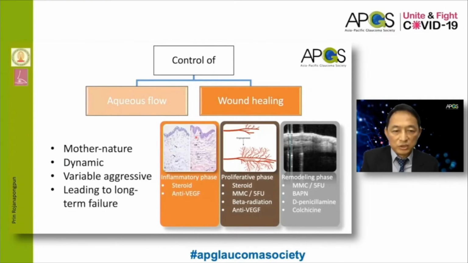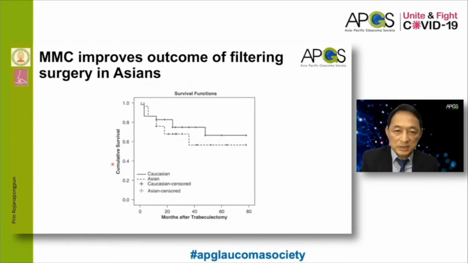Now, when we look at wound healing, we know this is mother nature, so the wound will heal. It's a dynamic process. It's variable or aggressive. It depends on different individuals, and it leads to long-term failure. And right now, we're still not able to win this game all the time. We have been spending a lot of time adjusting the wound tension, the scleral flap tension at the surgery. But it's a dynamic process. So all those adjustments need to be readjusted again. So it's quite variable.